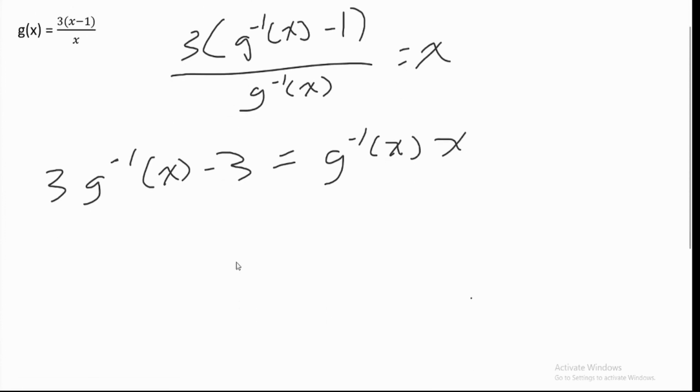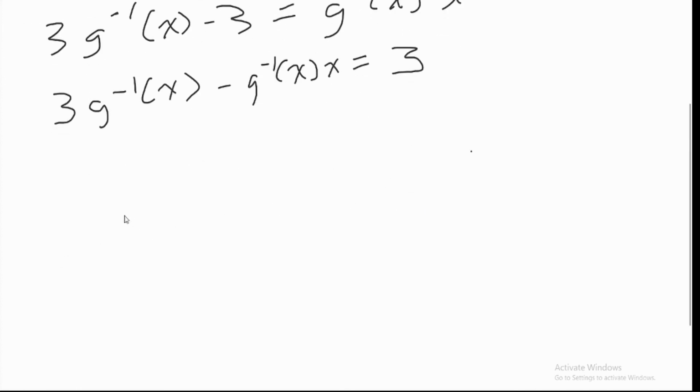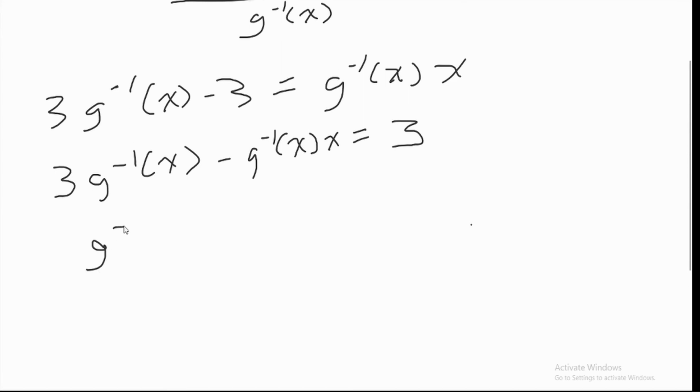Well, in the end, we're going to want the inverse of g of x, right? So what we can do is move all of our g of x to one side and then factor out the g of x, right? 3g of negative 1 of x minus g negative 1 of x times x equals 3, because we moved the 3 to the other side. Factor out g, the inverse of g of x, 3 minus x equals 3.